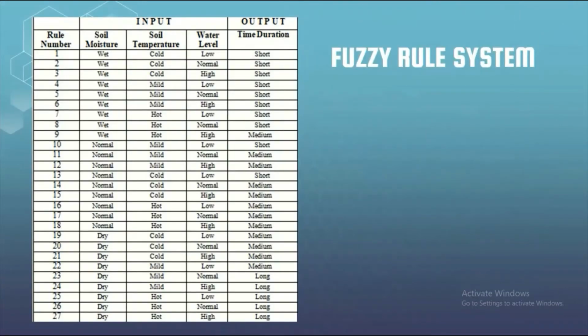And then this table, the fuzzy rule system, shows the 27 rules generated based on the three system input parameters, such as soil moisture, soil temperature, and the water level. The decision taken by these inputs may identify the output data for controlling the relay on or off.